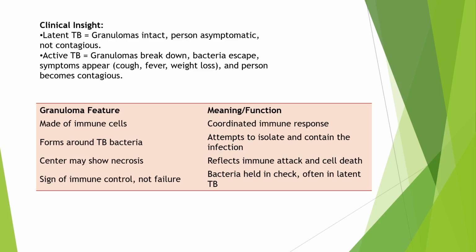So, the basic features and functions of the granuloma: it is made up of immune cells and it is a coordinated immune response. It forms around the TB bacteria because it attempts to isolate it and contain the infection. The center may show necrosis. This reflects the immune attack and the cell death.